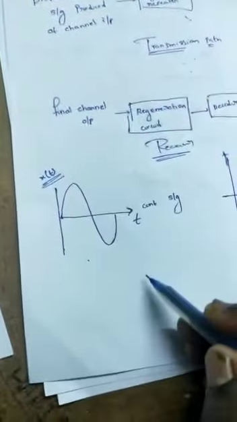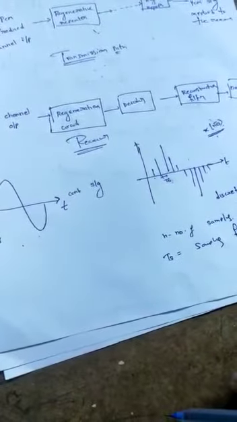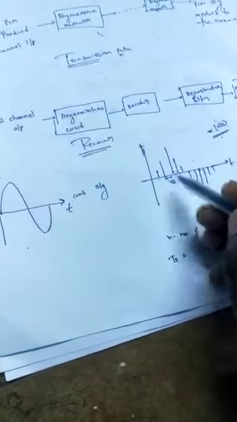Here the signal is x of t, a continuous signal varying with respect to time, and this is x of nTs, dividing the continuous signal into n number of samples. This is the first sample, second sample, and so on up to n samples. The time period between any two samples is Ts, the sampling time period. This is called sampling, the process of converting an analog signal into a discrete signal.